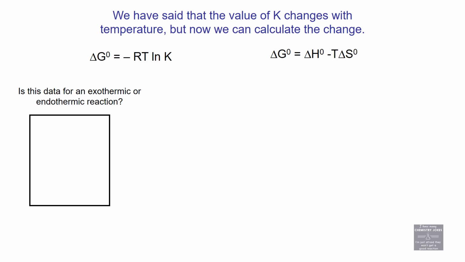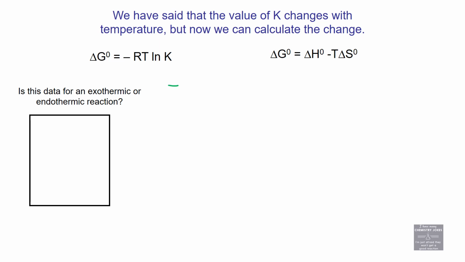Okay, one more equation. So many equations in this thermodynamic stuff. We have said that the value of K changes with temperature, but how do we calculate that change? Now we can. We have two formulas for delta G: negative RT ln of K, which is delta G standard, and delta H minus T delta S.